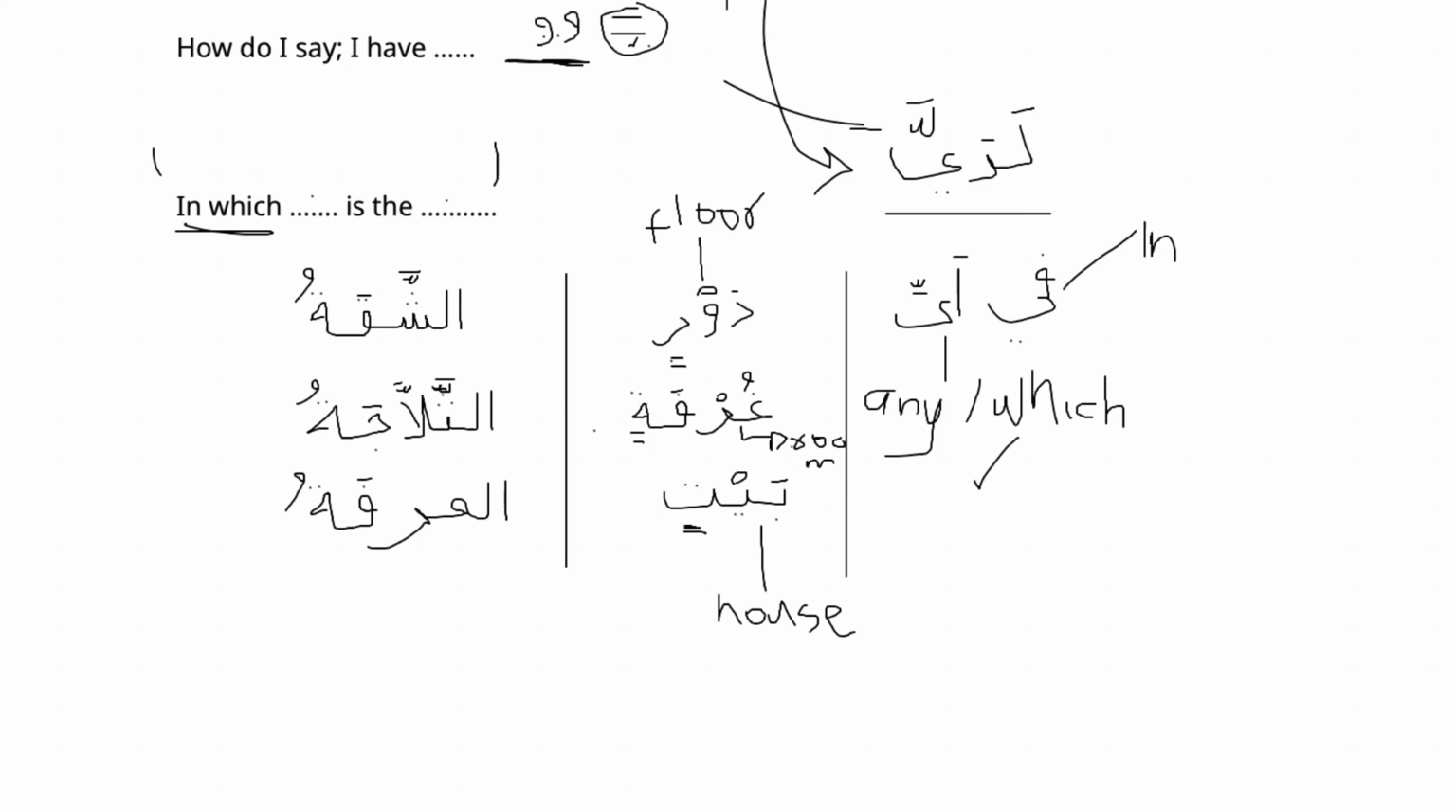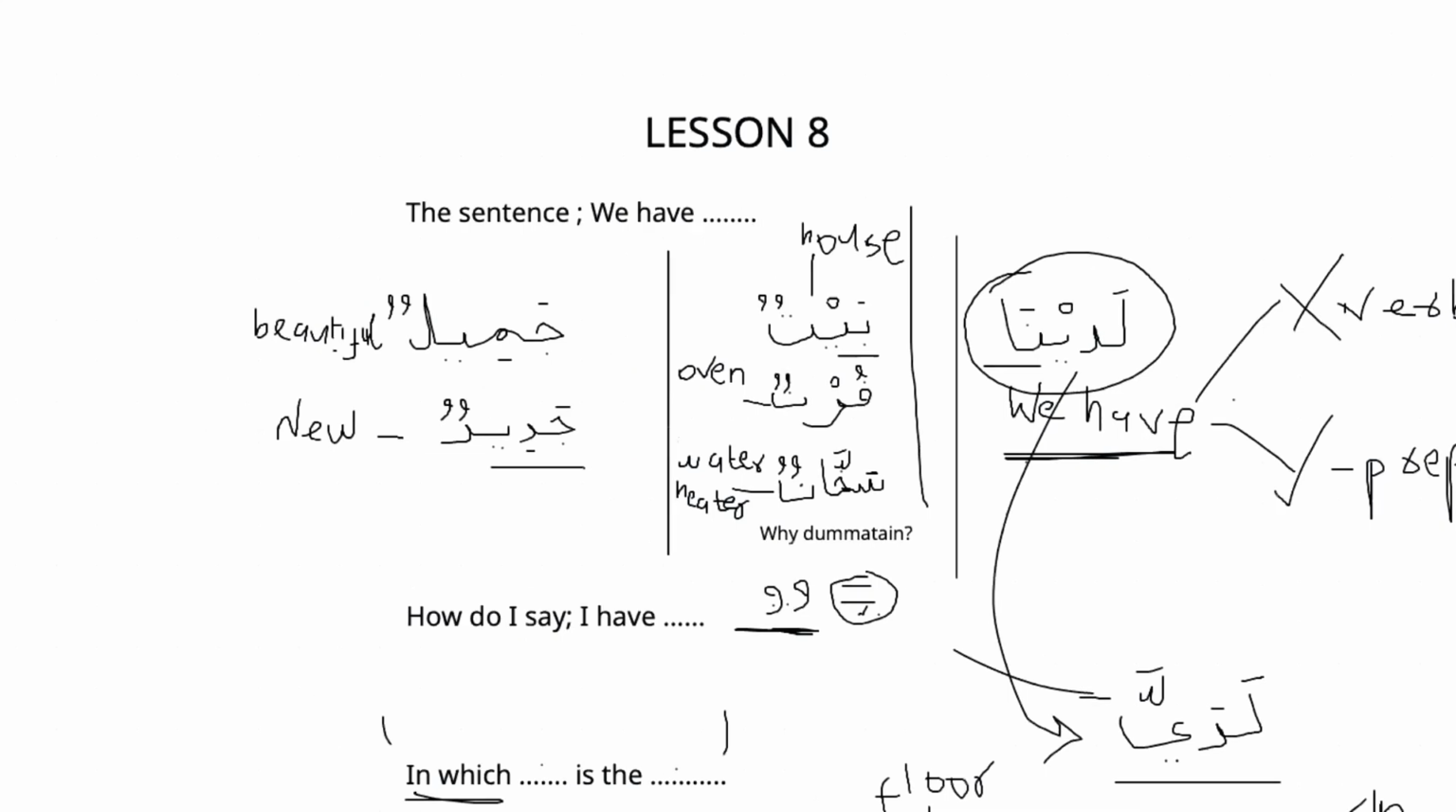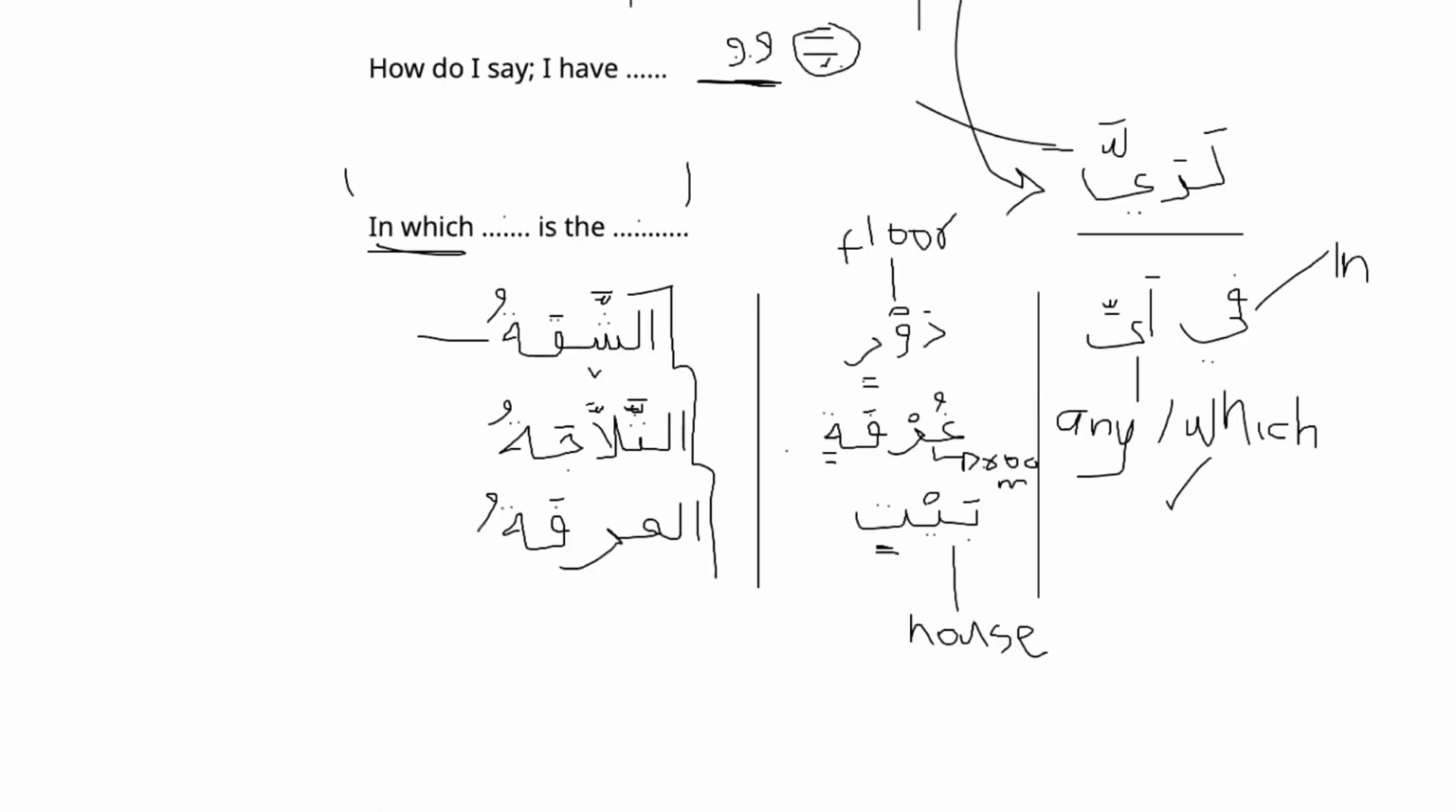So let's say you want to ask about an apartment. So in which floor is the apartment? Okay. Fi ayyi dawrin, then you add ashaqqa. You know ashaqqa is apartment, which we did, I think, here. We even did shaqqa. We didn't miss shaqqa here. So shaqqa we know is apartment from previous lessons. Apartment, okay. I'll write the full word.